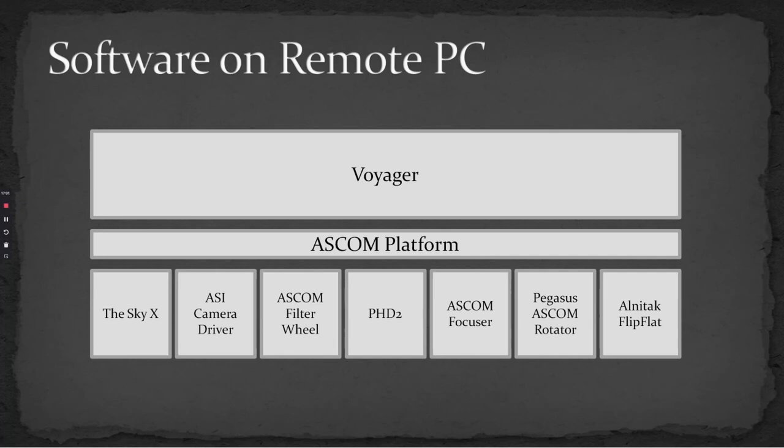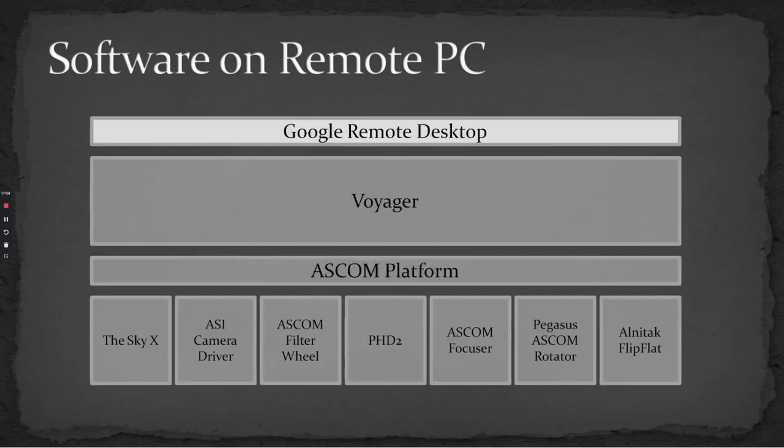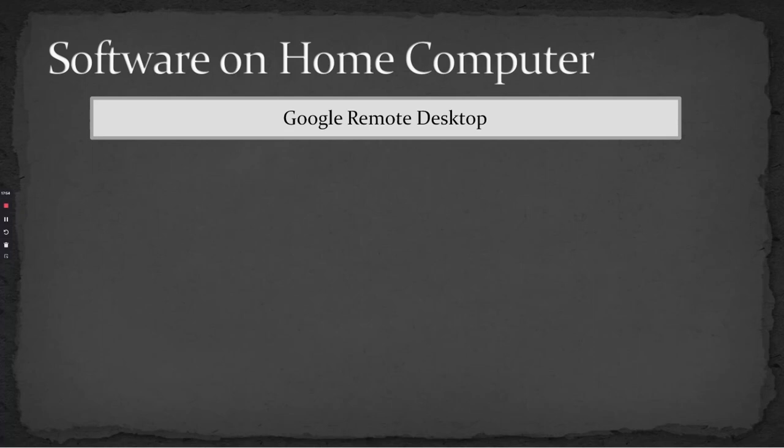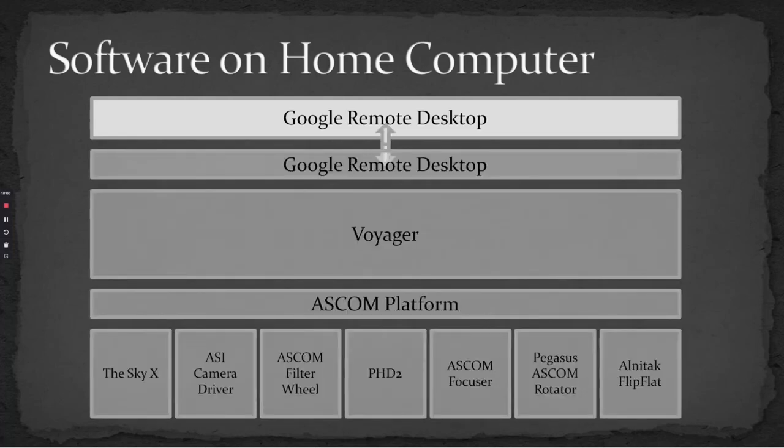And the last thing you install on the remote PC is some sort of a remote desktop application. I've been real happy with Google Remote Desktop. It's easy to set up and it just kind of works. So once that's configured and you're logged into Google on the remote computer, you can then go to your home computer and install a Google Remote Desktop app on your home computer. And then over the internet, that Google Remote Desktop communicates from your home computer to the remote computer. And then through that, you're able to control all of these different programs and applications and devices on the remote system. And it's kind of that simple.